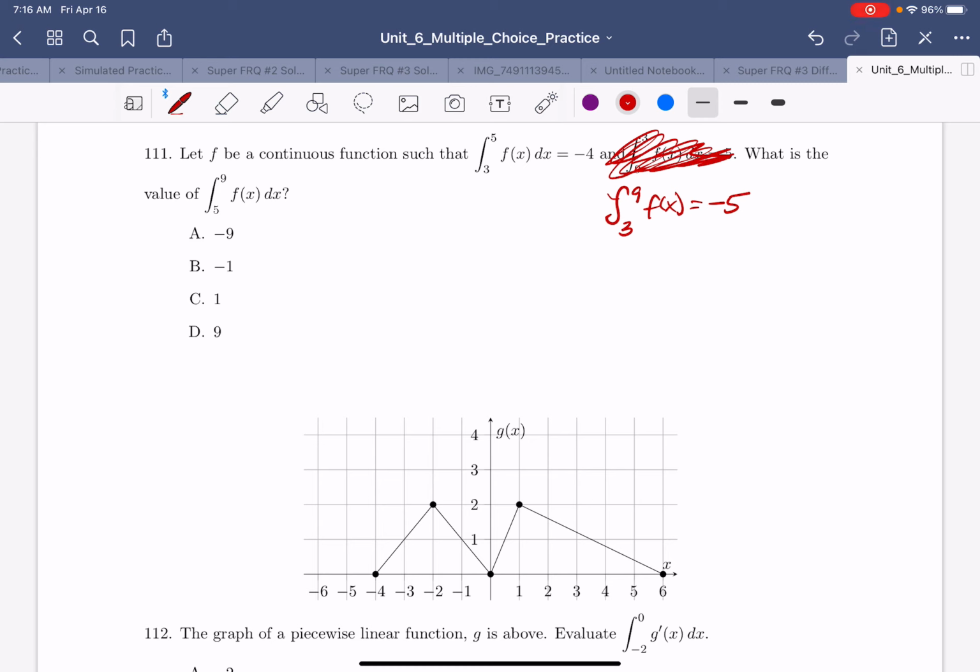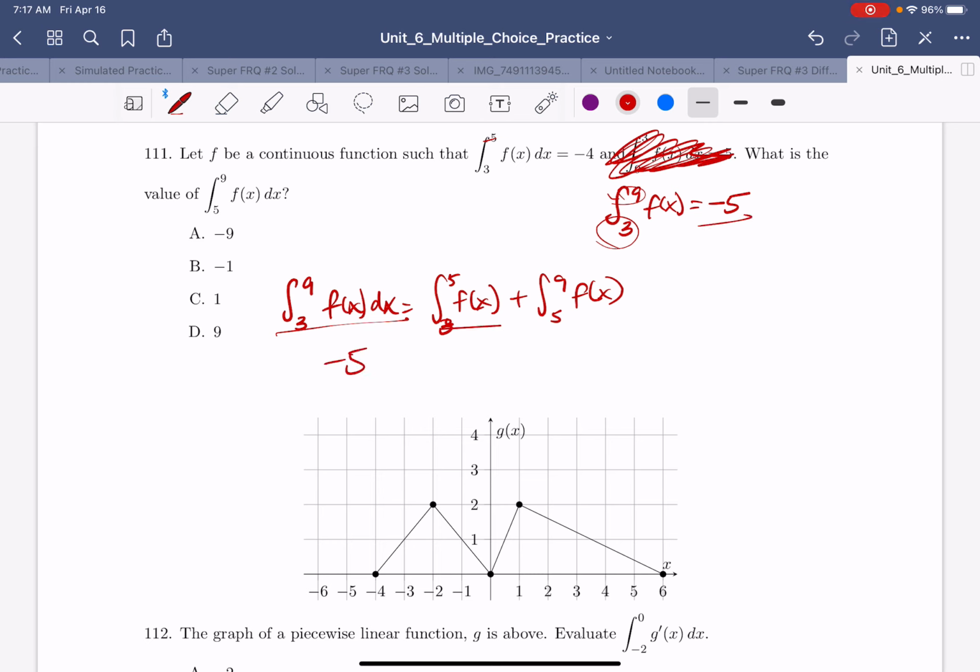All right, so what is the value of the integral from 5 to 9 of f of x? Well, the lowest number is 3, the highest number is 9. Let me get organized here. The integral from 3 to 9 of f of x dx is equal to the integral from 3 to 5 of f of x plus the integral from 5 to 9 of f of x, where the mid value is 5. Now I just turned this into an algebra problem. This I know is negative 5.